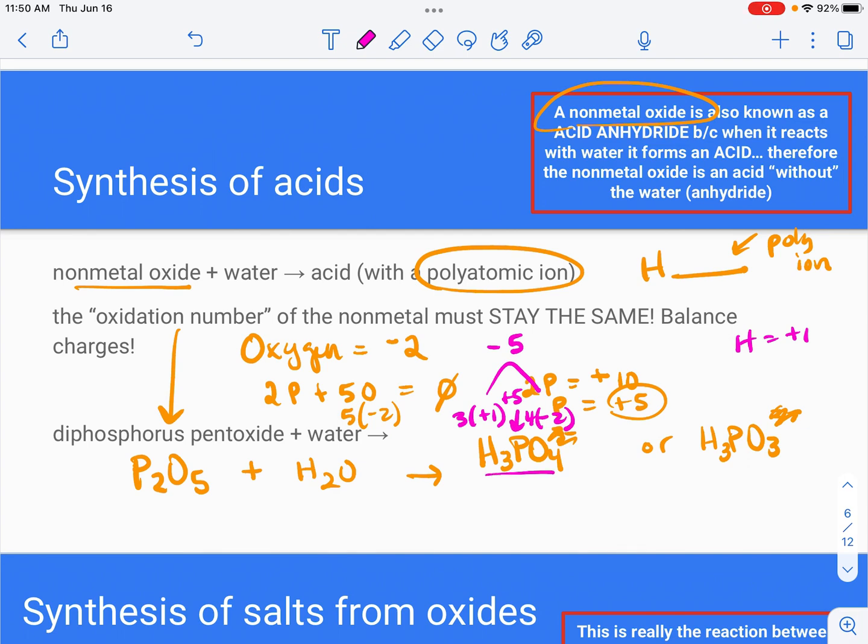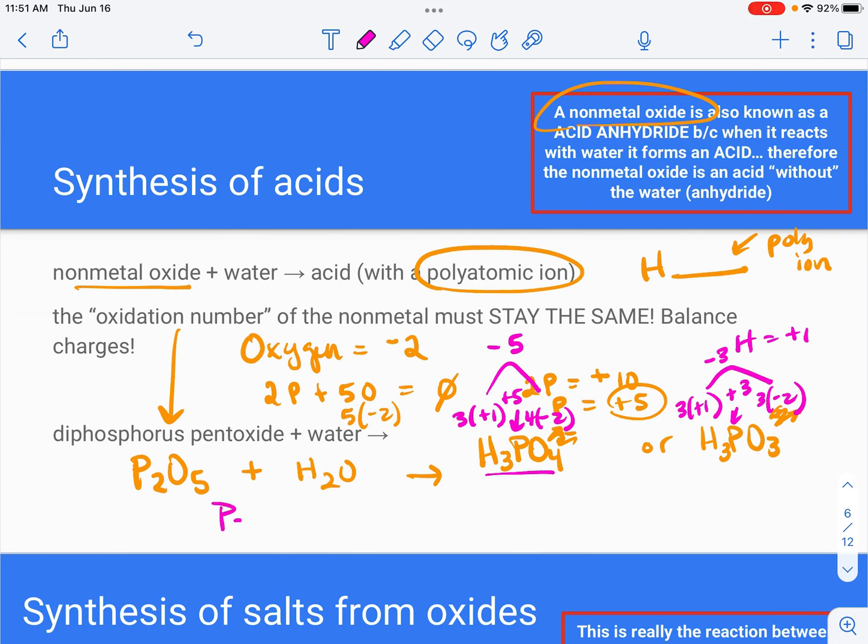If I wanted to do the same over here, this would be 3 times plus 1 for the hydrogen, and 3 times negative 2 for the oxygen. So combined together, this is negative 6 and positive 3 is negative 3. That means the phosphorus would have to be positive 3. This is why I'm not using H3PO3, I'm using H3PO4 in my equation.